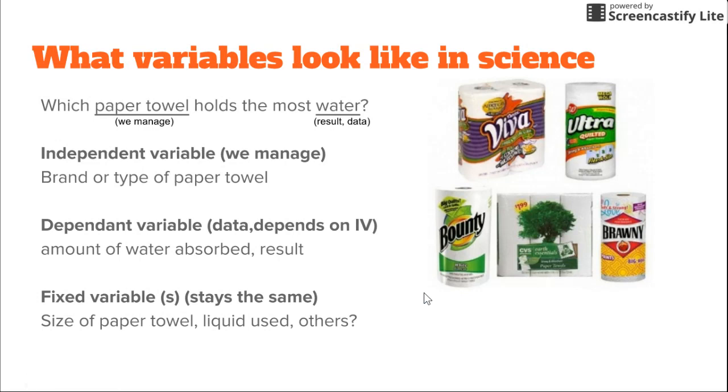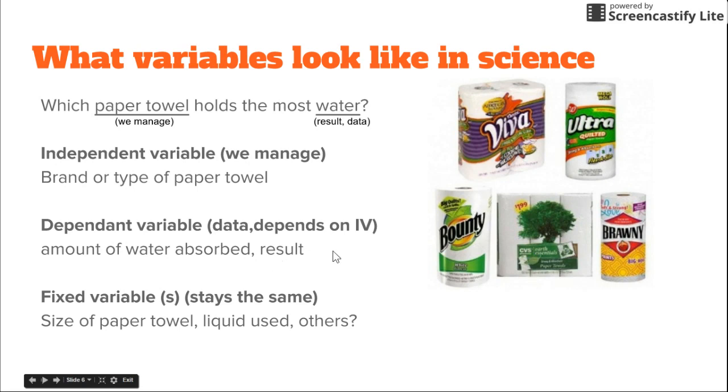Now, what do they look like in science? I've got a real simple investigation or a problem that you might ask. Which paper towel holds the most water? Well, we're managing the type of paper towel we test, and the result depends on what we manage. So the independent variable here, what we manage, is which paper towel we're testing. We're comparing the paper towels to each other. The dependent variable is how much each of these paper towels holds.